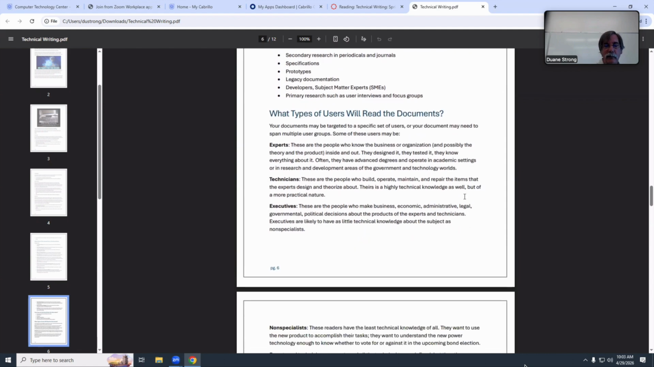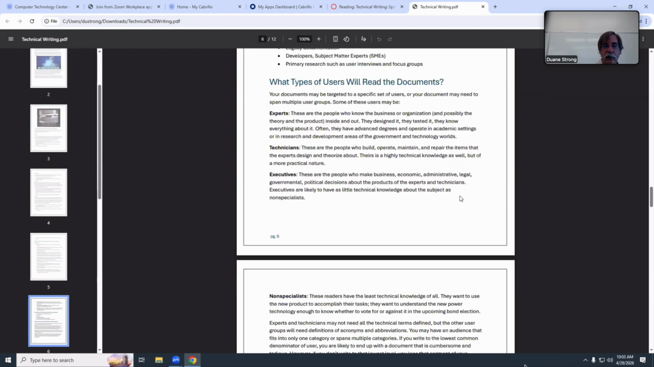Who reads these documents that you make? So they may be targeted to a specific set of users, or you may need to span, as I mentioned before, multiple user groups. Some of these different groups could be the experts. So these are the people that know everything about it. And you're writing this document more or less just to document what they know.